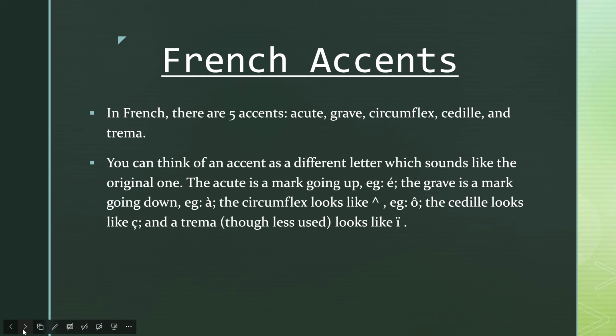When you spell words with an accent, you have to say the letter first and then the accent. For example, an A which has an acute accent would be an A acute. In later French writing and tests, it is very important to include the accents, because if you miss them, the word might mean something completely different or sound completely different.